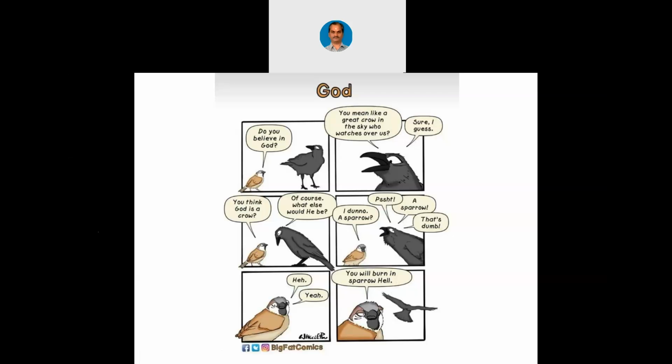Sparrow thinks God is a big sparrow. Crow thinks God is a big crow. God is neither sparrow nor crow. God is the very self which created sparrow, which created crow. God is within both of them. Both of them do not understand. And finally the sparrow thinks, "You will burn in sparrow hell." What if the crow is asked? Crow will think sparrow will burn in a crow hell.